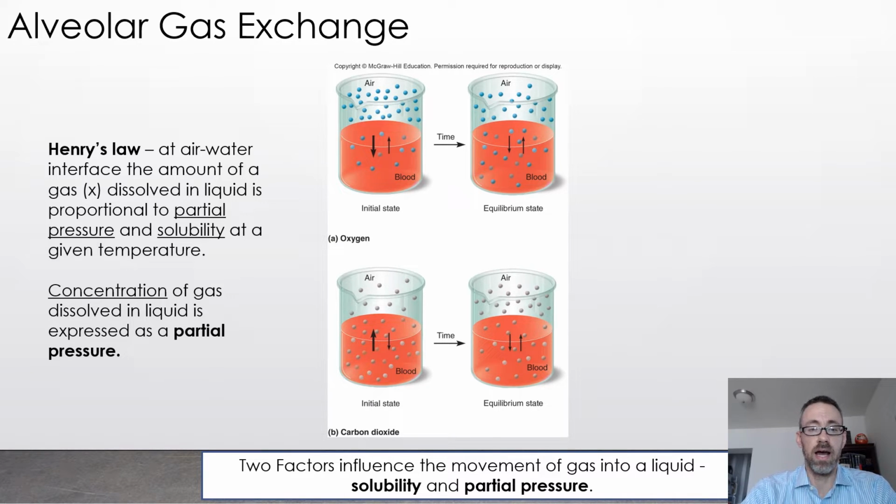Again, I say that that's at a given temperature. We're assuming body temperature, 37 degrees Celsius or 98.6 Fahrenheit, so we just hold that as a constant. So that's based on the pressure gradient and solubility.